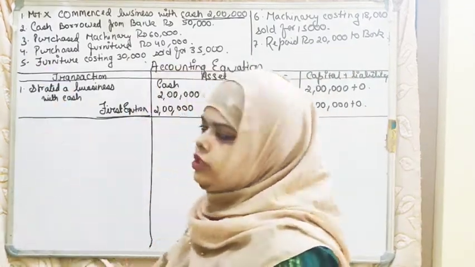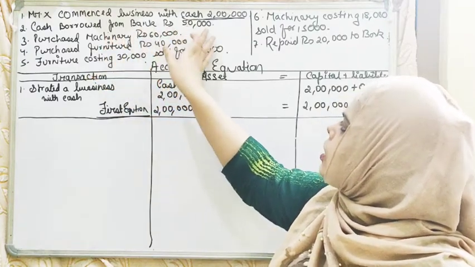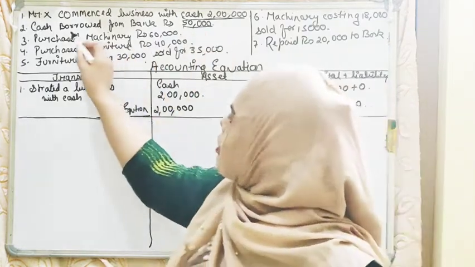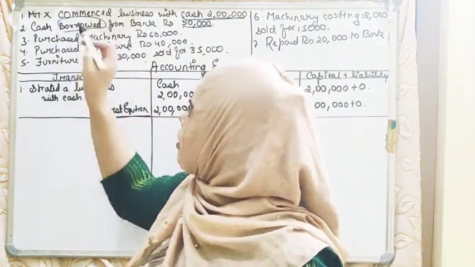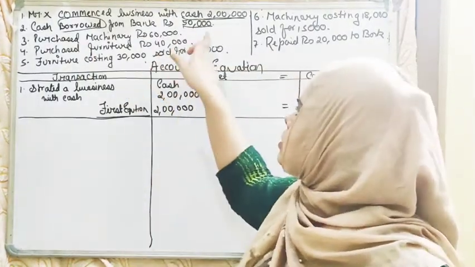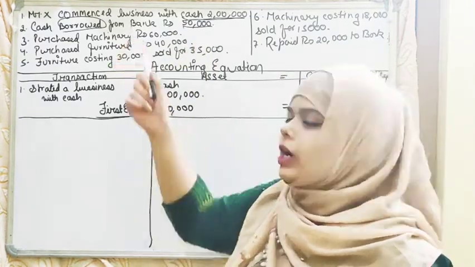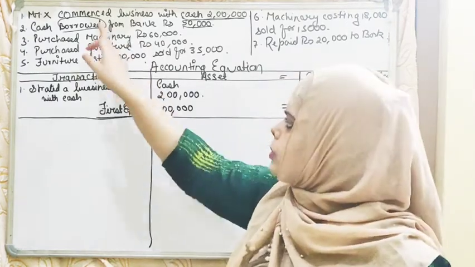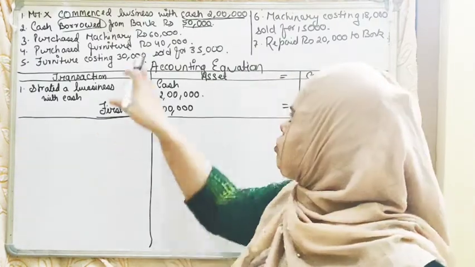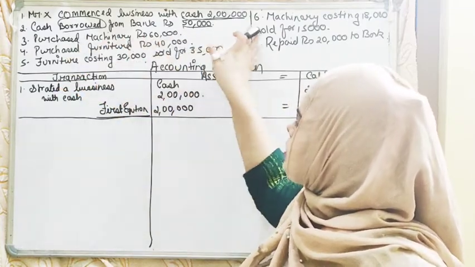Coming to your second transaction. What is the second transaction? Cash borrowed from bank rupees 50,000. Borrowed means you have taken a loan, or you have taken cash of rupees 50,000. And it belongs to the part of credit because you have borrowed. The word borrowed means you have brought it from the bank for use, so it is written as borrowed. Cash borrowed from bank rupees 50,000.